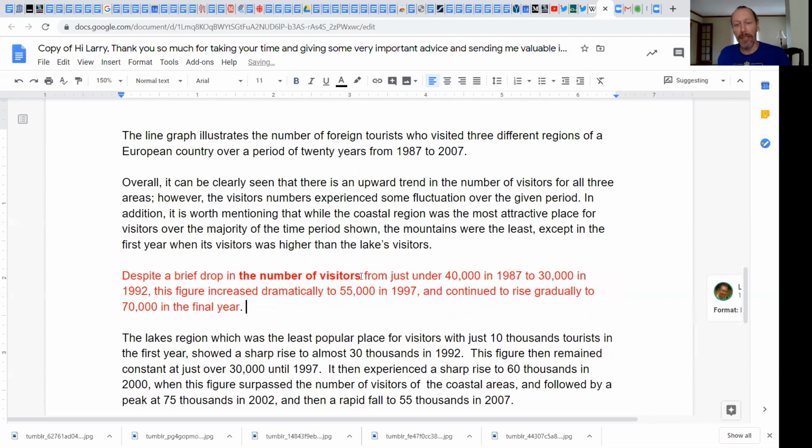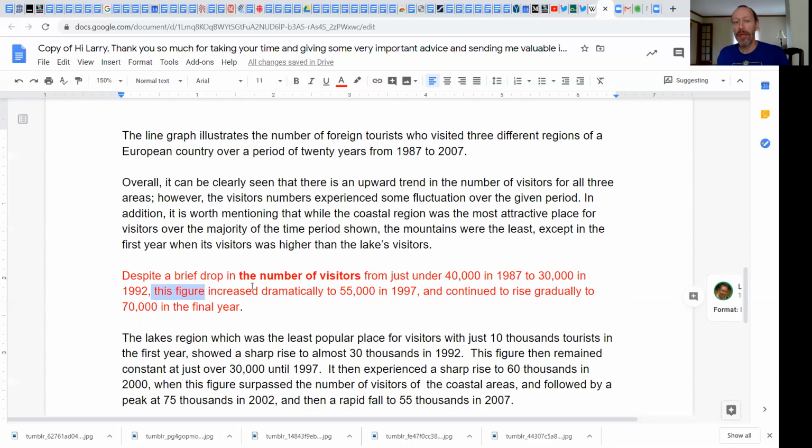Now, in the second part of the sentence, it says, this figure increased. That's good grammar. This figure is a pronoun, which means the number of visitors. So it's well put together. However, there's a way to write it so that it would be a little bit shorter, a little bit easier to understand, and just nicer overall. So how can we do that?